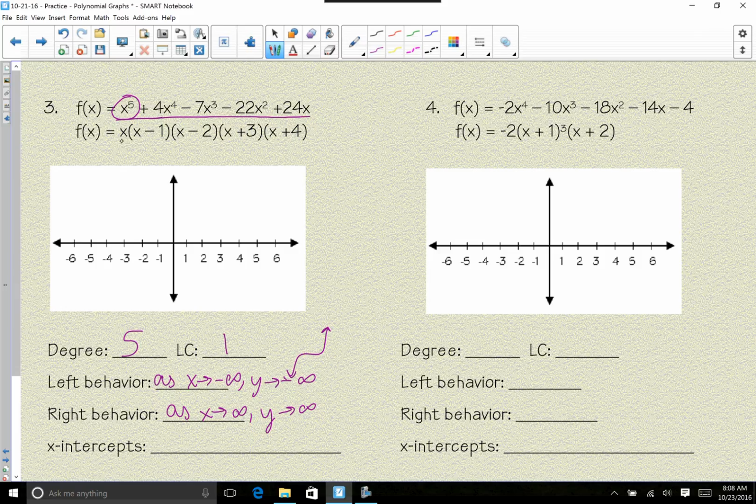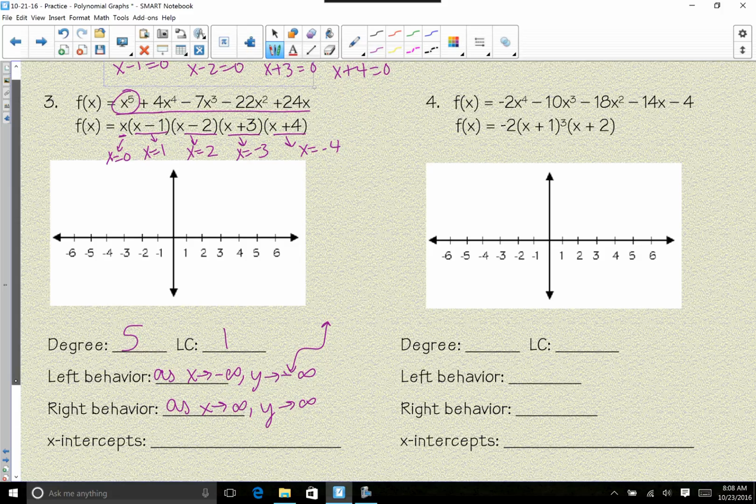So I take this first one, this x, when I set it equal to 0, I just get x equals 0. Here I get x equals 1. Here I get x equals 2, x equals negative 3, x equals negative 4. You take each of these factors, you set them each equal to 0, and you solve them. So x minus 1 equals 0, x minus 2 equals 0, x plus 3 equals 0, and x plus 4 equals 0. And you solve them, and that's how I'm getting these values.